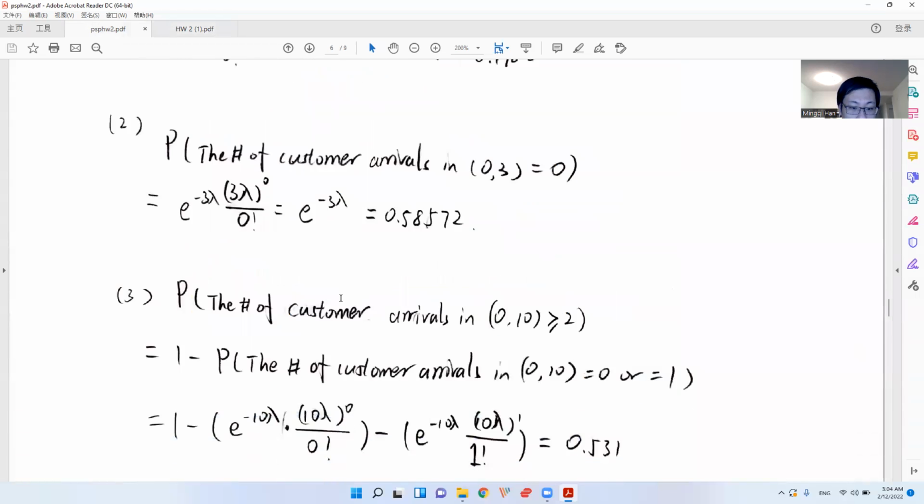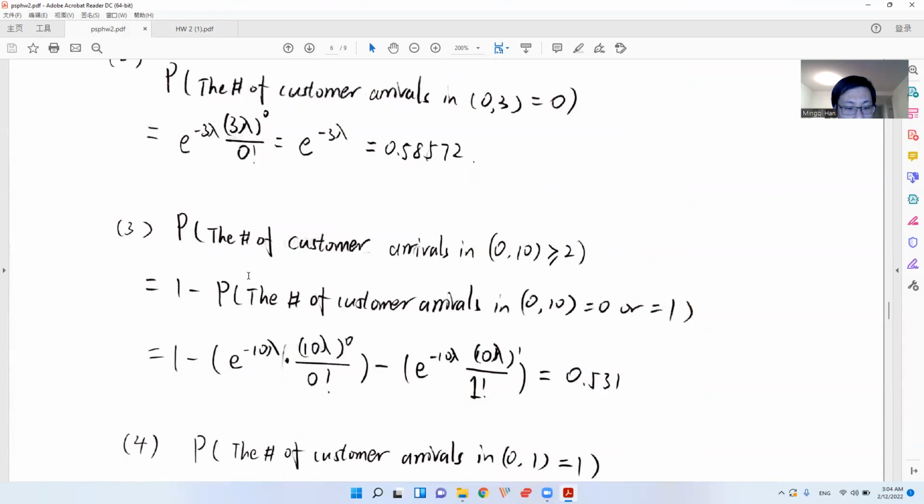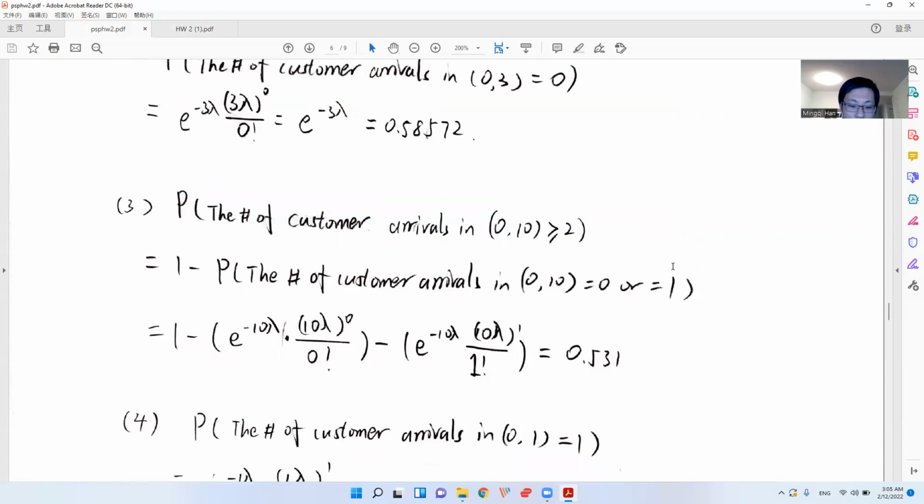So what I did was, the probability of customers arriving in 10 minutes being larger than or equal to 2 is the same thing as 1 minus the probability of customers arriving in the 10-minute window being equal to 0 or 1. So it's just 1 minus the probability of 0 customers arriving in the 10-minute window, and the probability of one customer arriving in a 10-minute window. Do the calculation over here, and we get this value for this probability, and that's it.